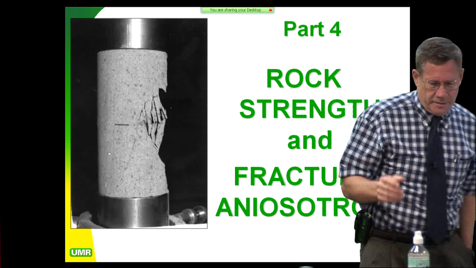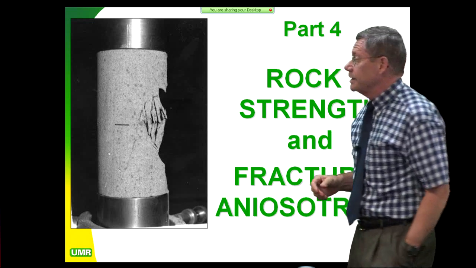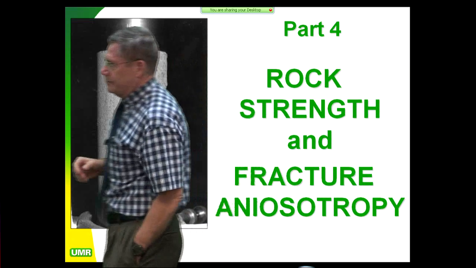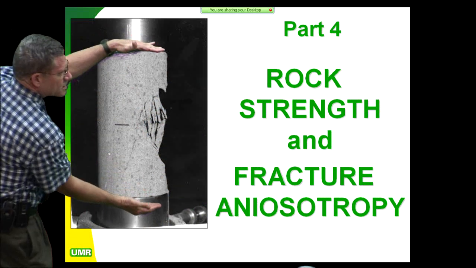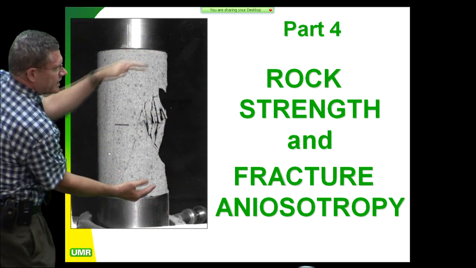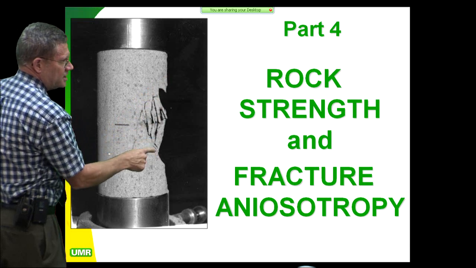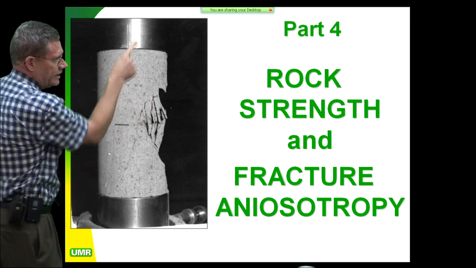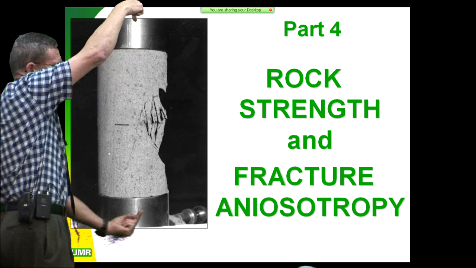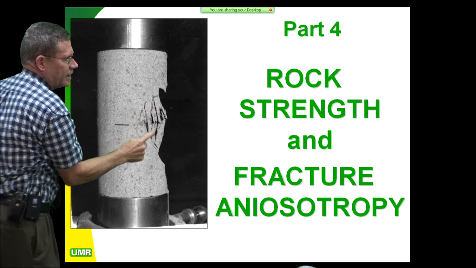All right, now we're going to talk about rock strength and fracture anisotropy. When I was doing my test, this is, again, Navajo sandstone. You can see we've got a specimen here. It's an NX core, and it's being tested. You can see we're getting these sigma 1 extension fractures that are parallel to sigma 1, parallel to the maximum principal stress, which is like this. And then we're starting to get buckling.